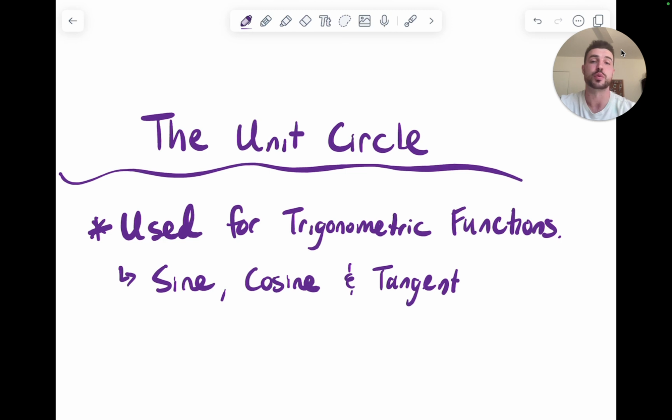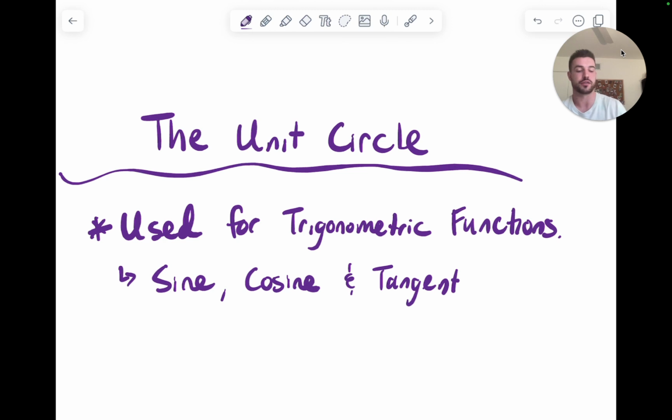Today what we're going to do is talk about the unit circle. The unit circle is a tool that is used for trigonometric functions. We use this tool to help develop our understanding, and the reason we do it is because of what the unit circle is. It is a circle where the radius is 1 unit.